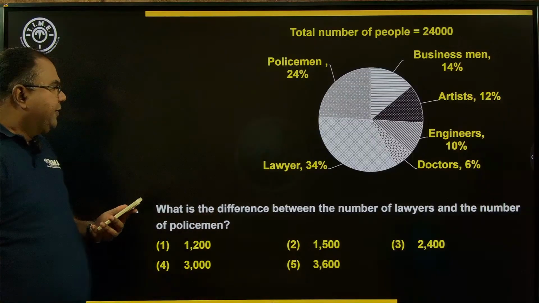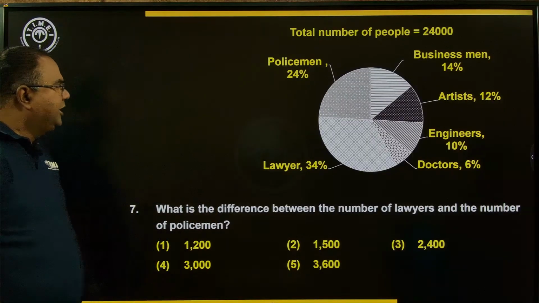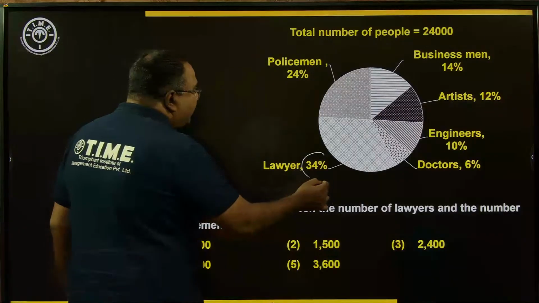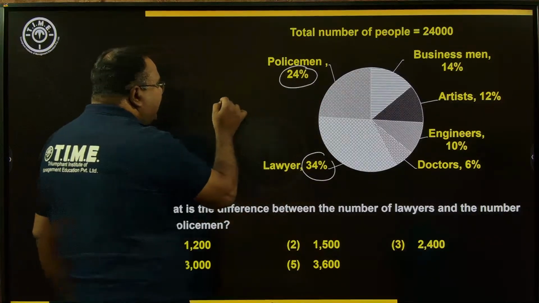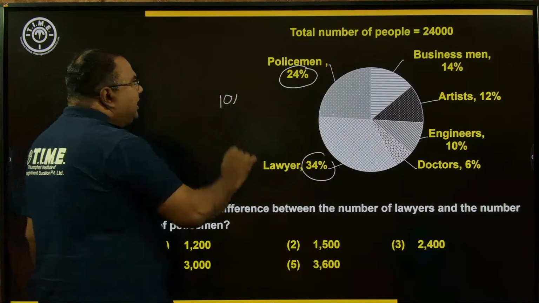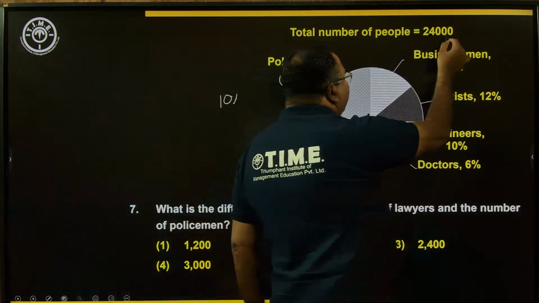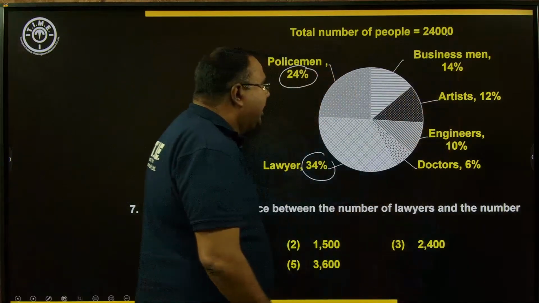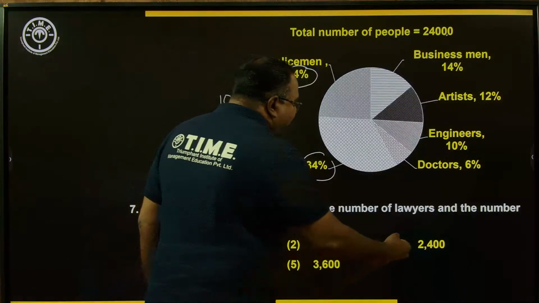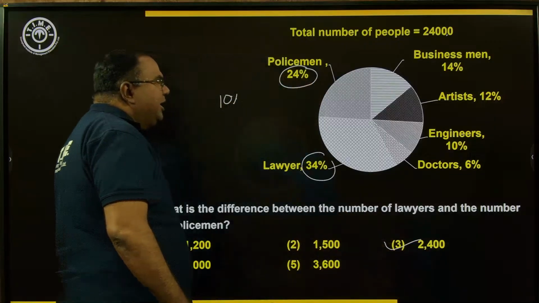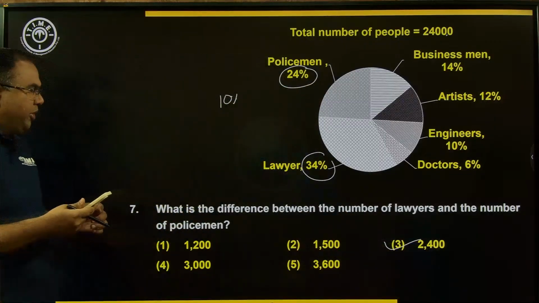Okay. Next question. Difference between number of lawyers and number of policemen. Lawyers 34%, policemen 24%. Difference 10%. 10% of 24,000 has to be 2,400. For 10%, you put a point after one digit from the right-hand side. So 2,400, choice 3 should be your answer.